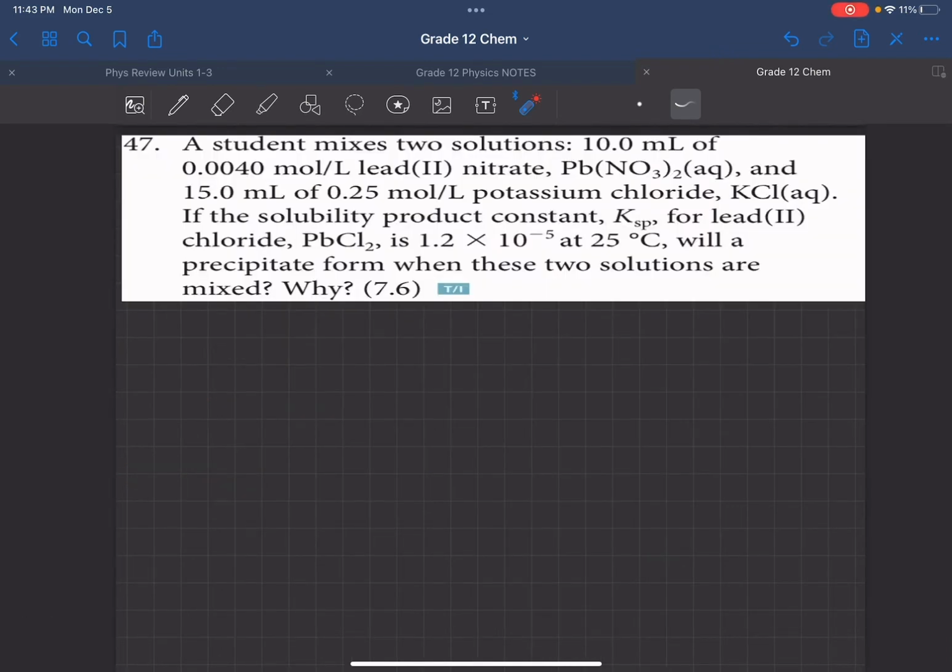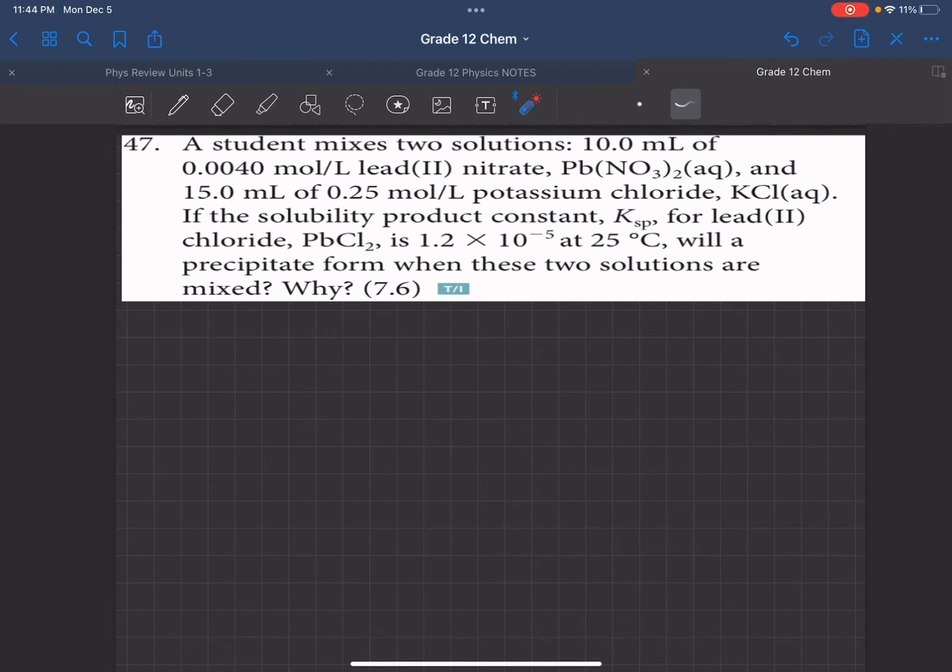Okay, so question 47. A student mixes two solutions, 10 milliliters of 0.004 molar lead 2 nitrate and 15 milliliters of 0.25 molar potassium chloride. If the solubility product constant, Ksp, for lead 2 chloride, PbCl2, is 1.2 times 10 to the negative 5, will a precipitate form when these two solutions are mixed?